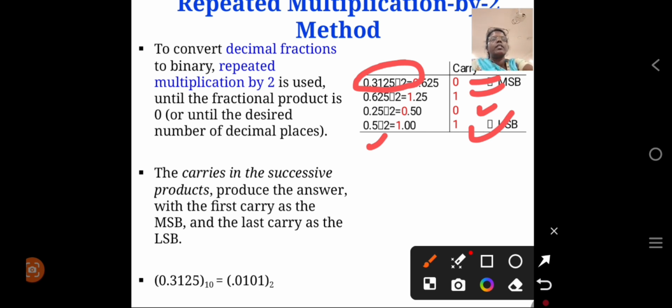The first carry derived should be recorded as the MSB, and the last carry derived should be recorded as the LSB. We should go in the reverse order, like this, in the downward direction. So first carry must be MSB, last carry must be LSB. So 0.3125 base 10 is equivalent to 0.0102101.